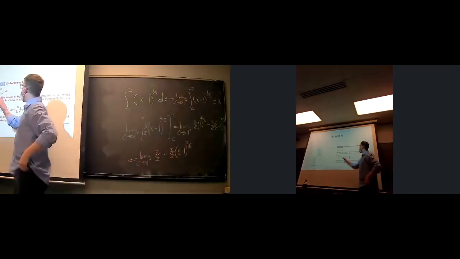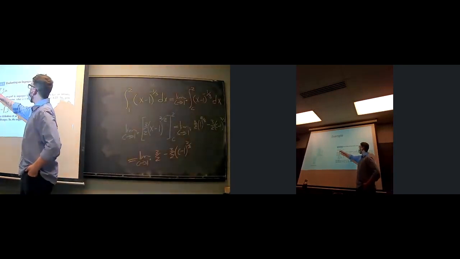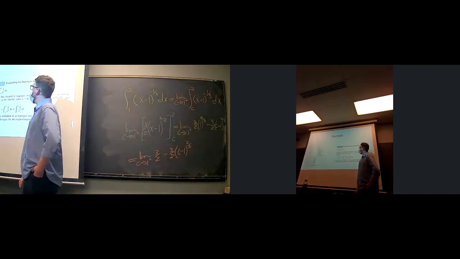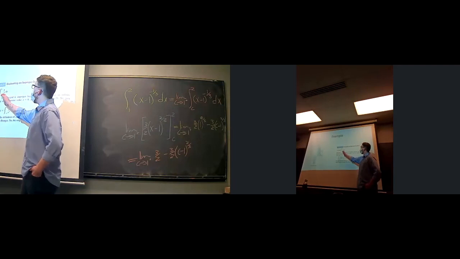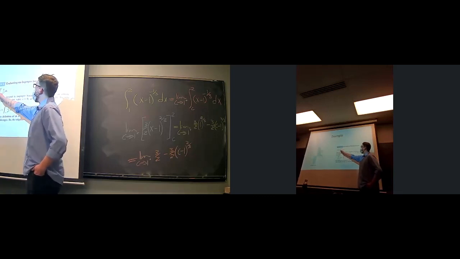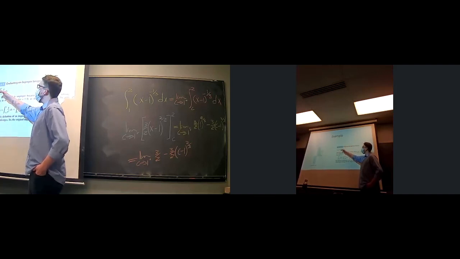So jumping to the next slide, we have one more example. This one is x to the negative third. We're integrating from -1 to 2. Well, at 0, x to the negative third is discontinuous. So we have to break this up into 2 different intervals. One from -1 to 0 and the other from 0 to 2, right?